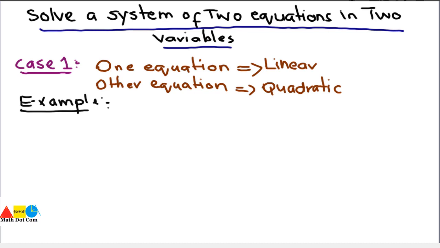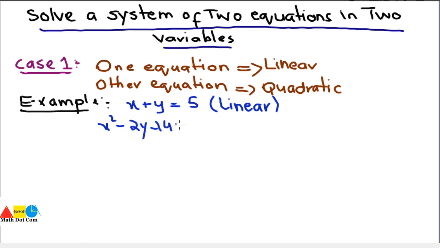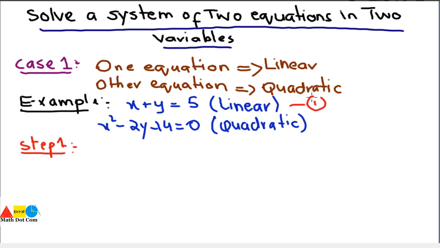Suppose equation 1 is x plus y equals 5, which is a linear equation, and the other equation is x square minus 2y minus 14 equals 0, which is a quadratic equation. Now how will you solve them simultaneously so that you get a common solution, that is, the values of x and y that satisfy both equations? Step one: this is equation 1 and this is equation 2. You have to solve equation 1 for x or y. It depends on you.